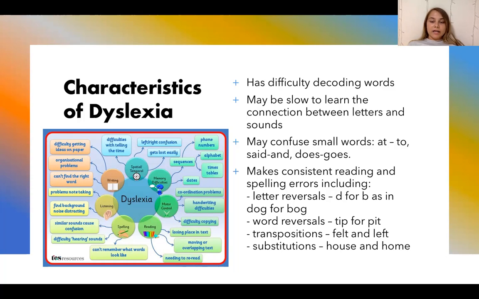That could be a D for B, or a P for a G. That could be mixing of words like dog for bog. And then there's even more, switching up the first letter and the last letter for tip and pit, switching up various letters in a word for felt and left, and then switching up words, saying things like house and home.